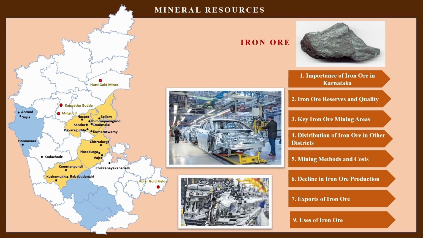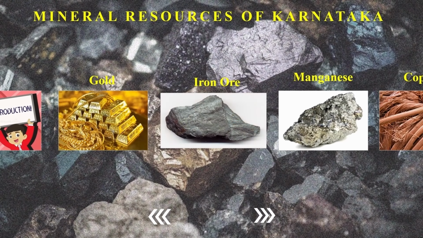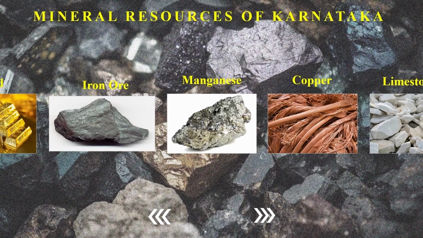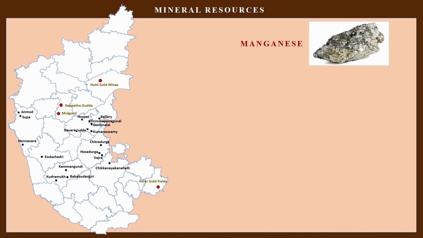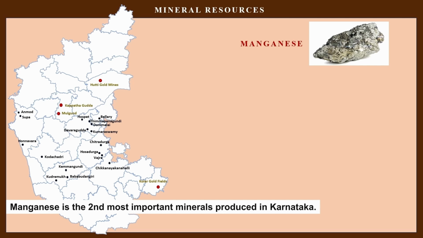Next, it is also used in vehicle production. So it becomes a key component in production of vehicles like car bodies, engines, and other automotive parts. So this is the main use of iron ore. Next mineral after iron ore, let us study manganese. Manganese is also a metallic mineral, a ferrous metallic mineral. It is the second most important ferrous mineral produced in Karnataka after iron ore.